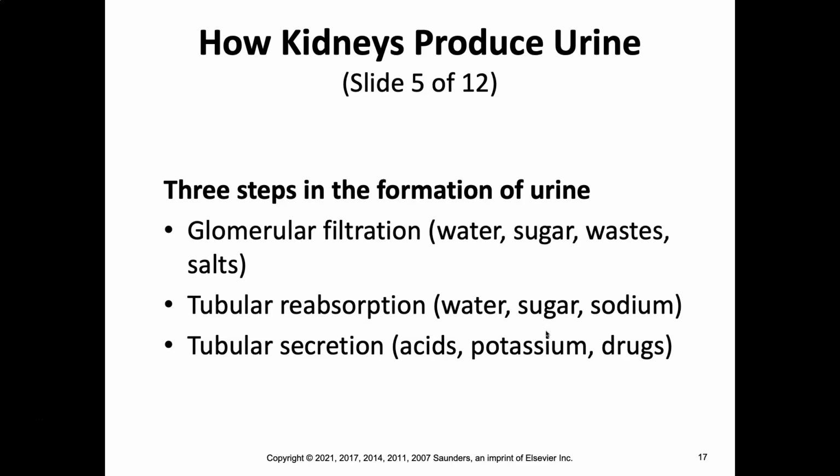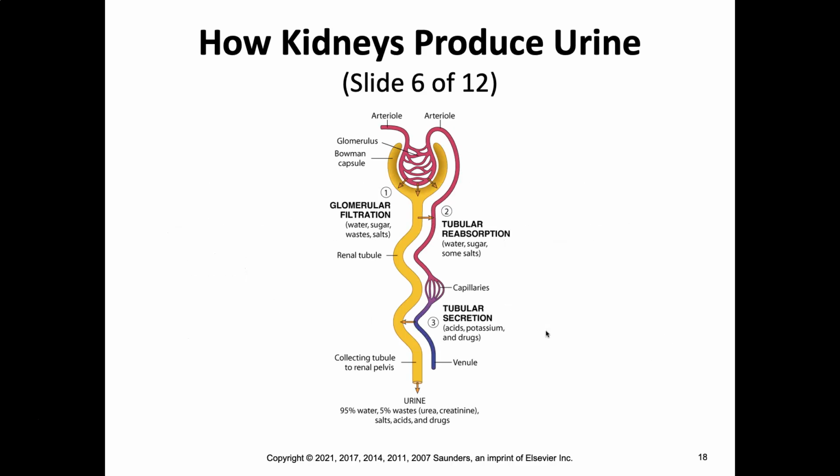So what are the 3 steps in the formation of urine? You have the glomerular filtration, and then you have the tubular reabsorption and tubular secretion. And thankfully, again, they give us another visual for this, so you can see how the filtration occurs, how the reabsorption occurs, and then how the secretion occurs, and then what is excreted from the body through the urine.